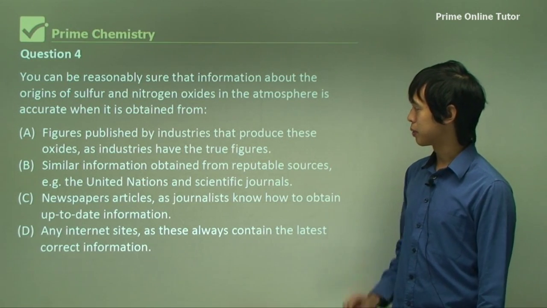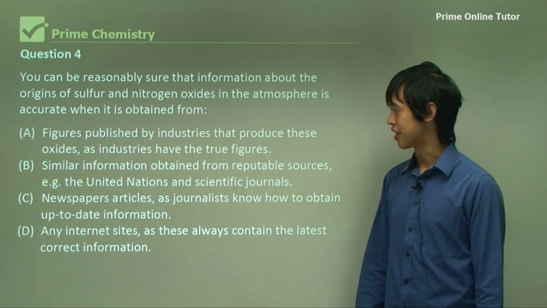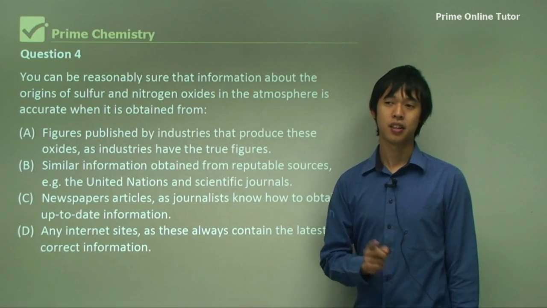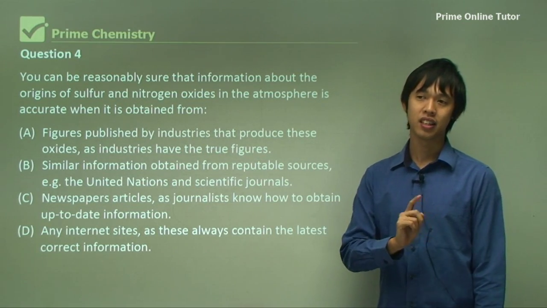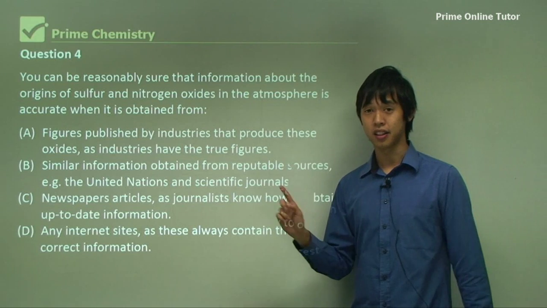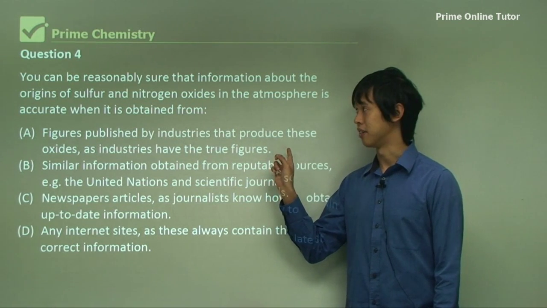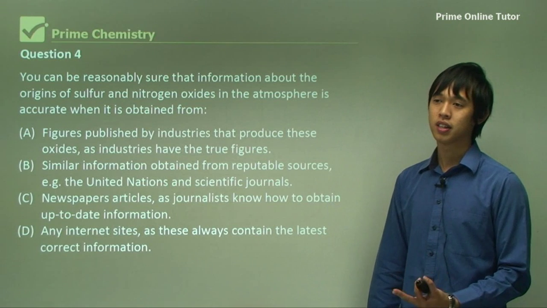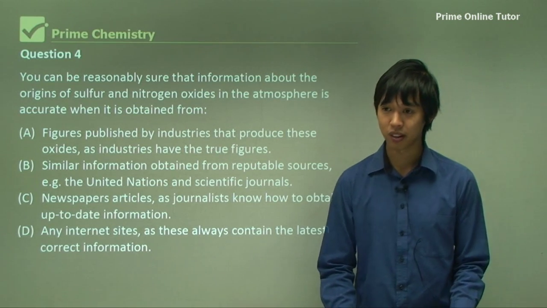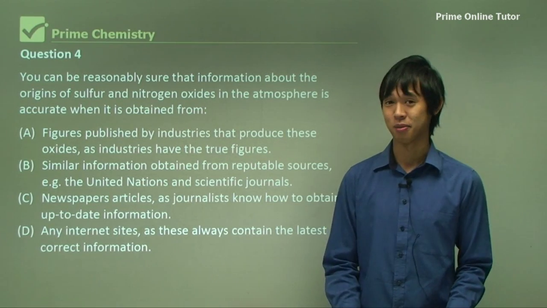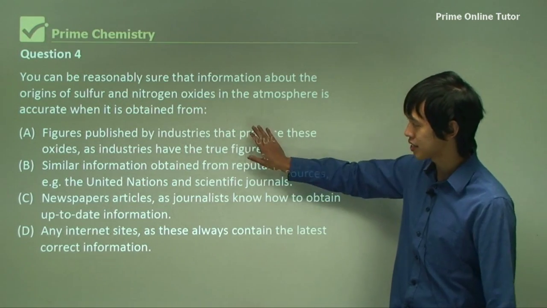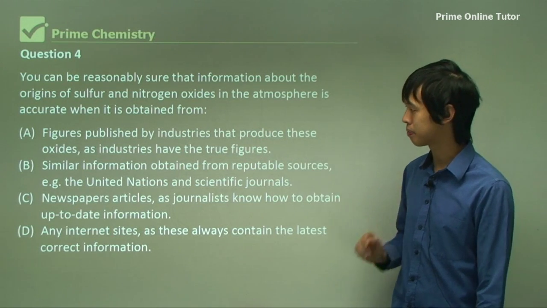So A, figures published by industries that produce these oxides, as industries have the true figures. That could be true, in the sense that industries do have the figures. The problem is, do you trust the figures if it may harm their business? Probably not. So I wouldn't say that this would be the best way to study a particular phenomenon, because I've heard many petrol companies talk about the fact that there's no global warming. Every scientist in the world basically says that there's global warming. So who am I going to believe? So that's one typical example of that. So probably this is not a good way to approach studying something.